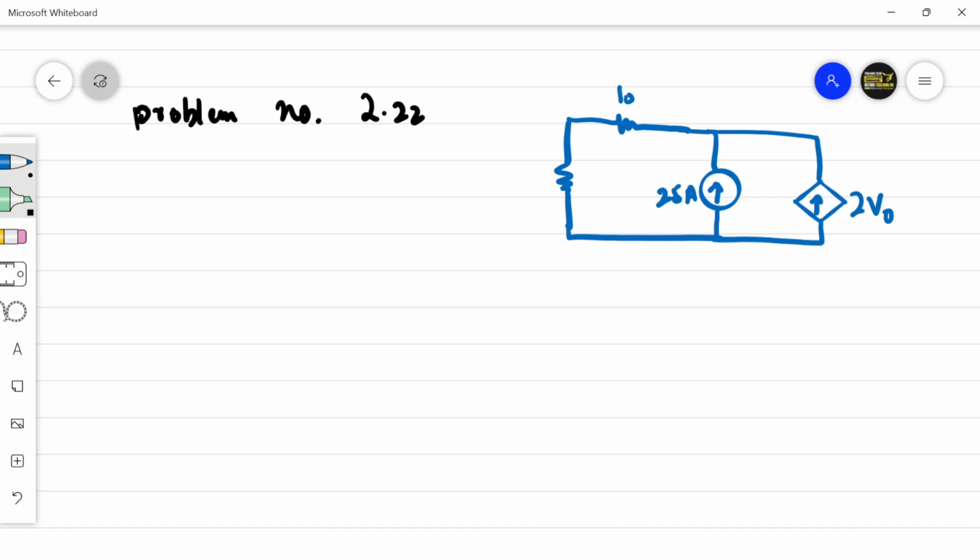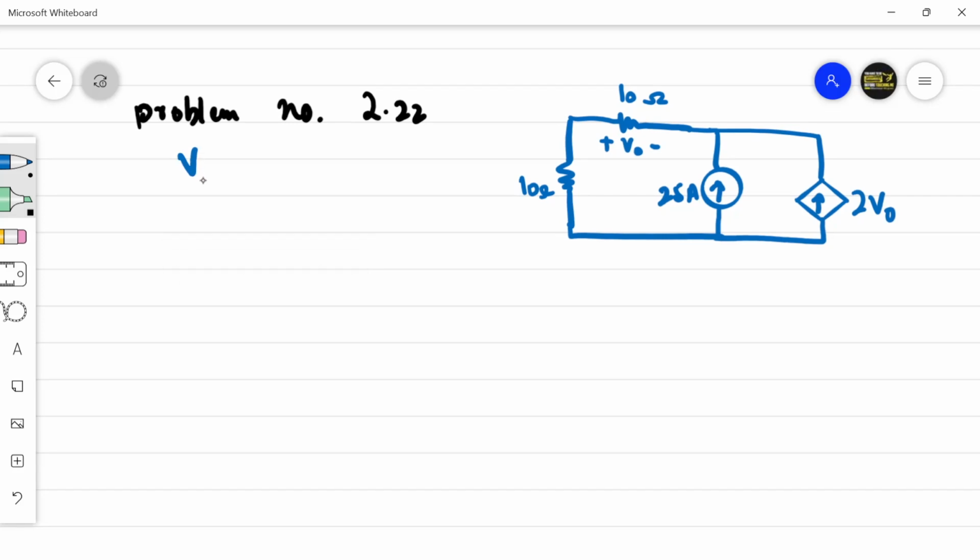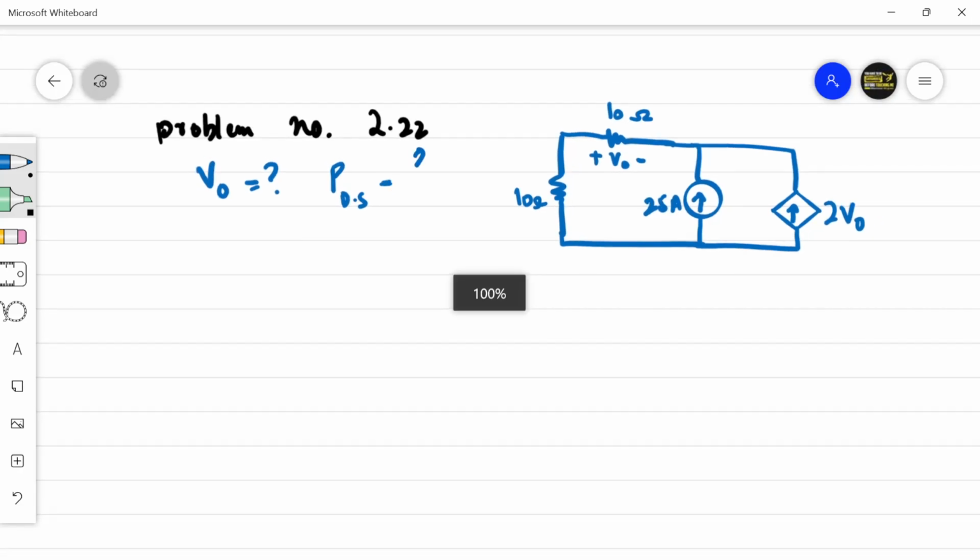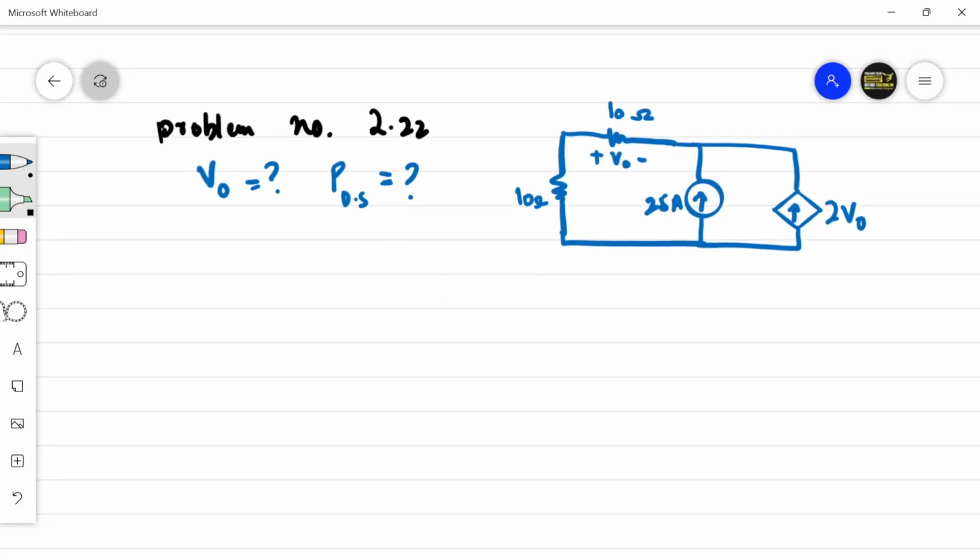We have a resistance of 10 ohms here. You have again a resistance of 10 ohms here. There is a voltage V naught across this, that is having the polarity plus V naught. Fine. So you have to obtain the value of V naught here, and you have to obtain the power absorbed by the dependent source, PDS, that is power absorbed by the dependent source.